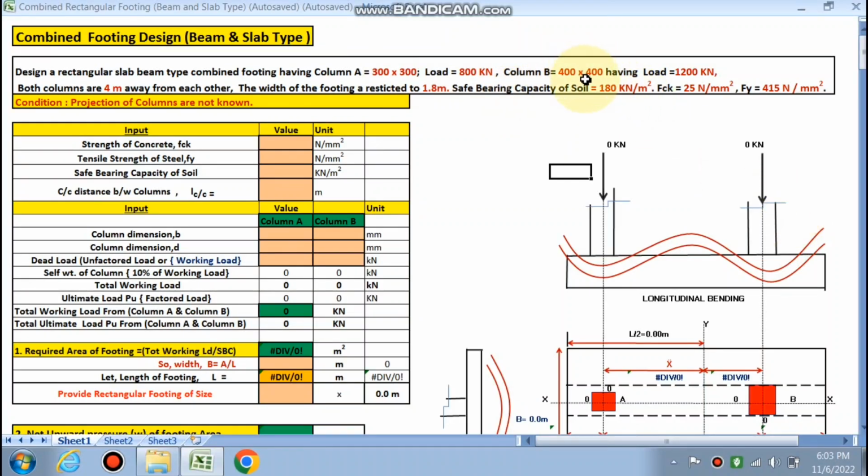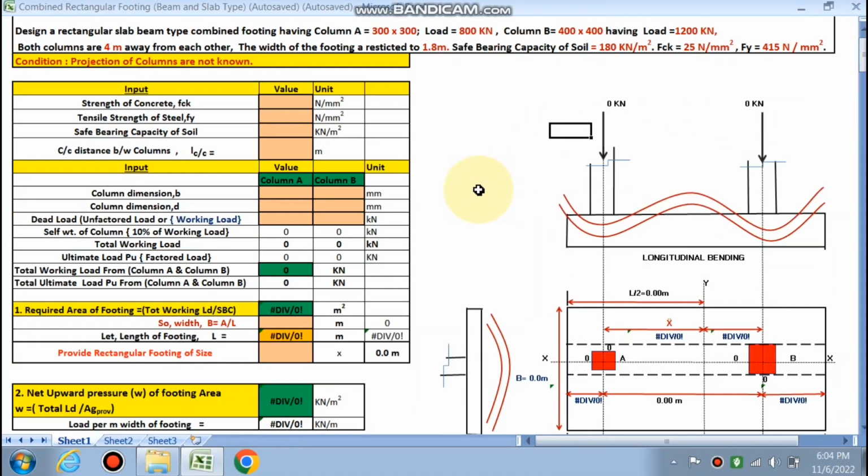Column B having a size 400 by 400 and the load is this much. Both columns are 4 meter apart and the width of the footing is restricted, in this case 1.8 meter. If it is not restricted, you can assume that the safe bearing capacity is 180 kN per meter square and fck is 25 and fy is 415.